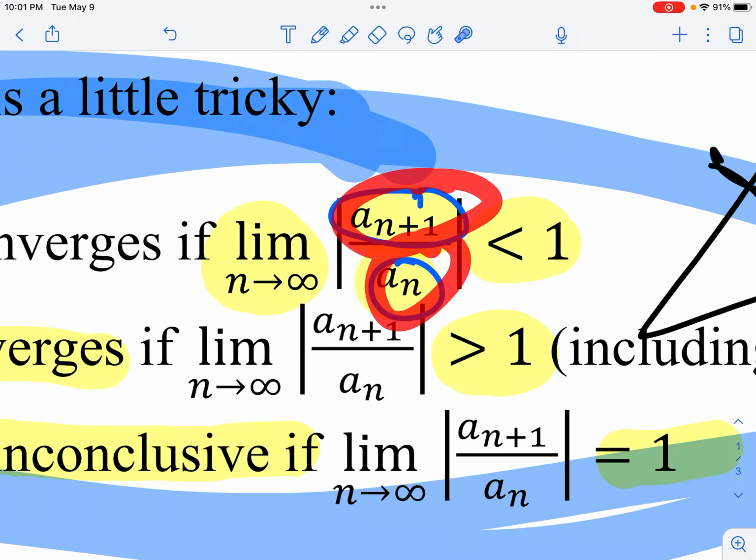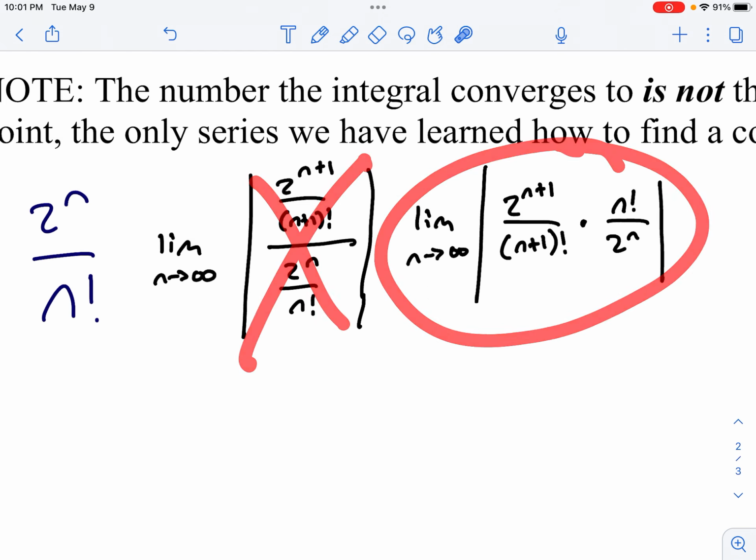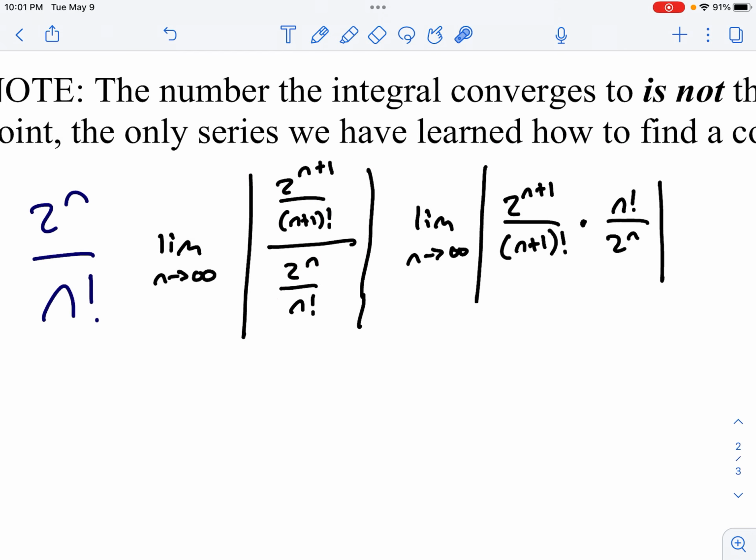Now, what you really want to get used to doing is not writing it like that, but writing it like this: limit as n goes to infinity, and then write the n plus 1 function, and then just go ahead and multiply by the reciprocal of the regular a sub n function. That's what you're going to do anyway, so you might as well skip the first step and go straight to writing the limit of the a sub n plus 1 function times the reciprocal of the a sub n function.